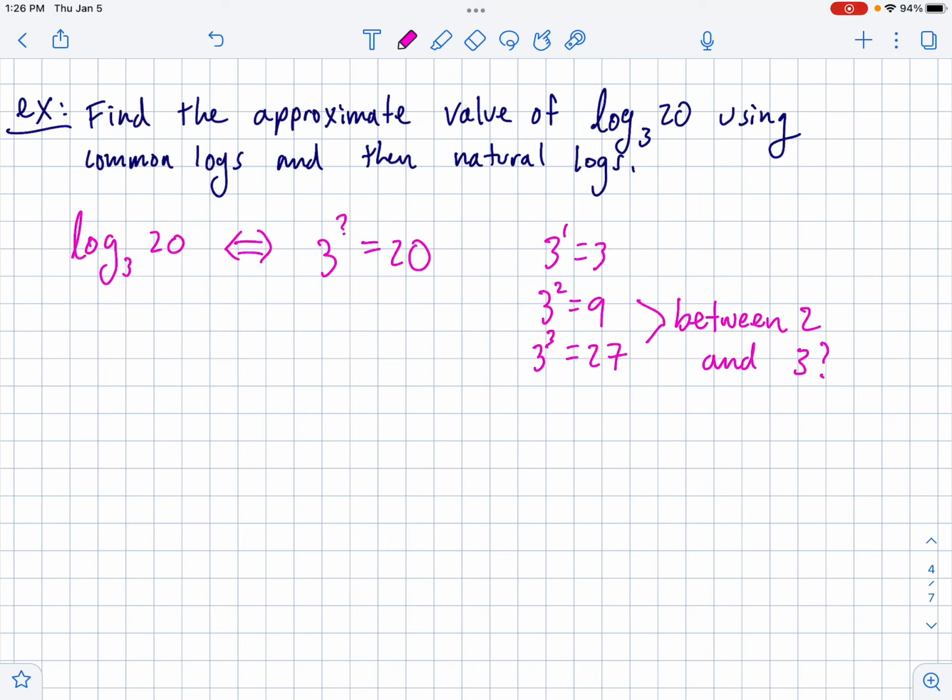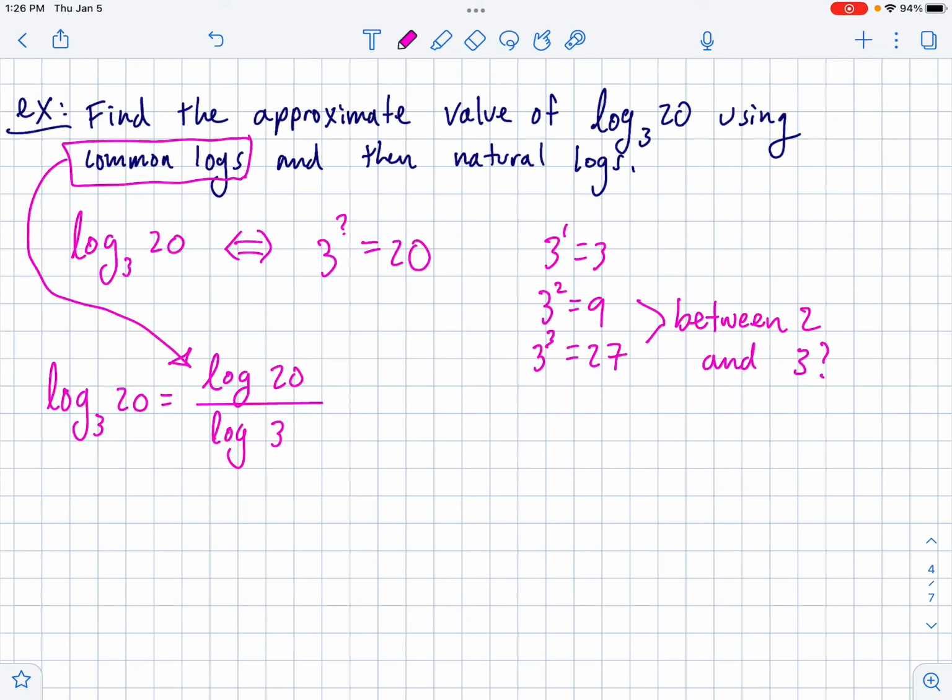The better way to do this problem is to use the change of base formula. So log base 3 of 20 can be broken apart into common log 20 over common log 3. So this is using common logs. Then in your calculator, you can punch in log 20 divided by log 3, and you get 2.73. So that is your answer: log base 3 of 20, the decimal approximation, is 2.73.